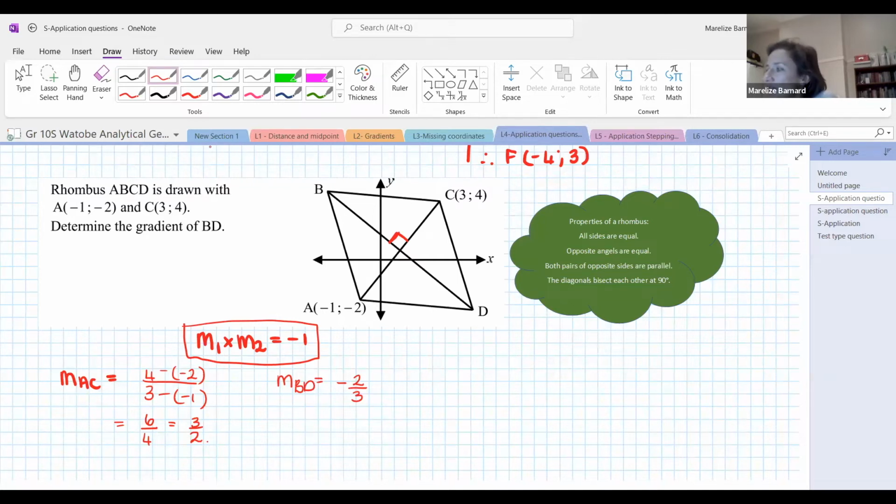Yeah, -2/3. Okay, I want everyone to be very clear. The gradients of perpendicular lines are not equal, and they are not -1. They multiply to give you -1. So if the one gradient is 3/2, the other one must be -2/3. The negative reciprocal. That's how you work it out.